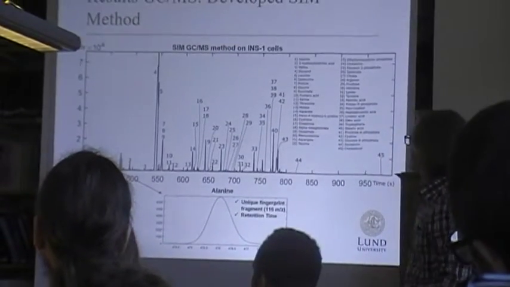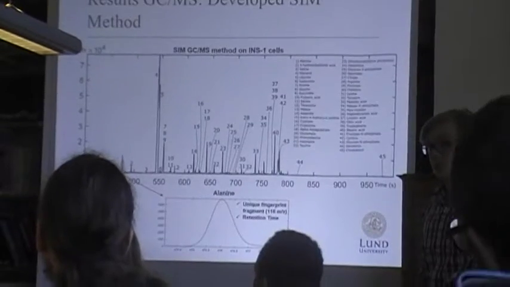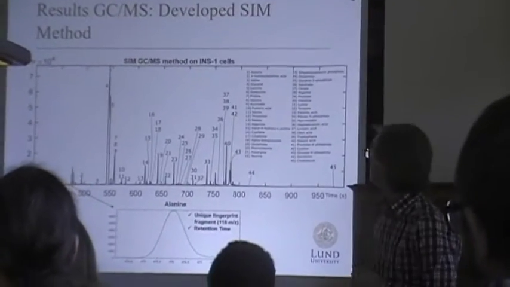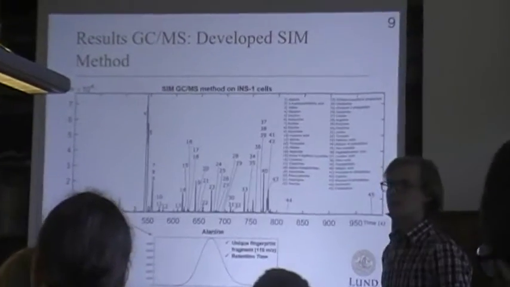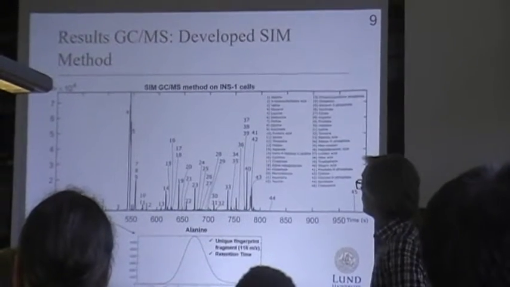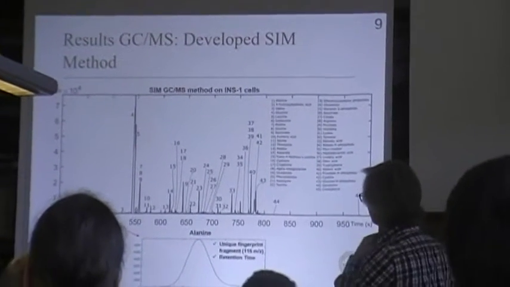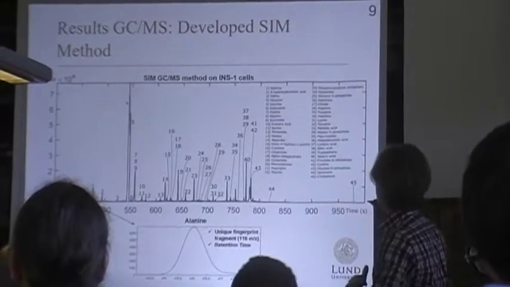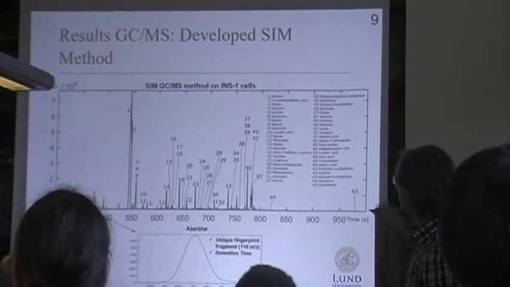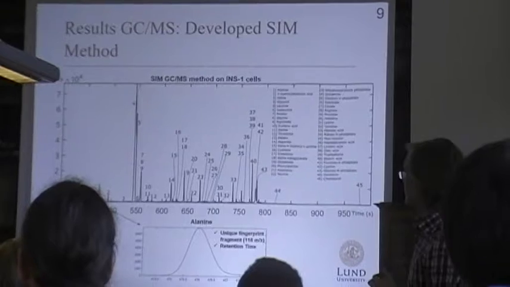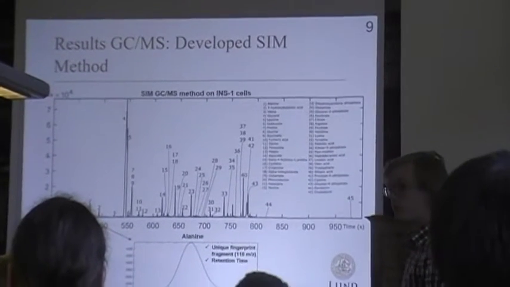And then we can look at some of the obtained results from these GCMS experiments. On the slide here we see an obtained chromatogram from running an INS1 cell extract with the developed SIM method. We can see here that the method was able to detect 45 different metabolites. As an example, I've marked the peak that corresponds to alanine.